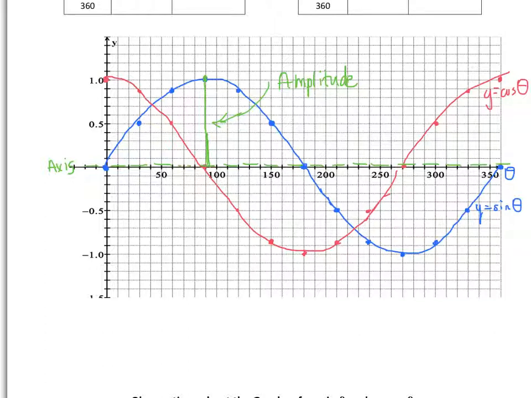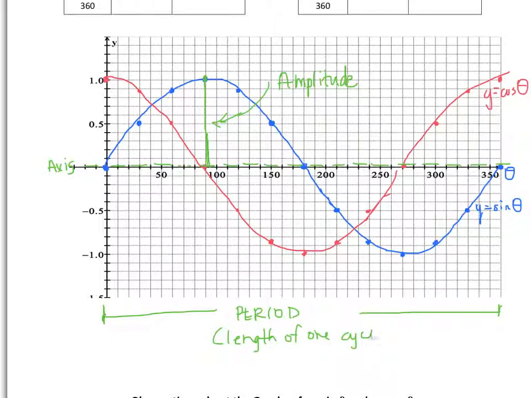Another one is the period of the graph. The period of the graph is the length of one cycle on the graph. So you'll notice that both of these graphs have a smooth wave-like appearance. And the distance of one complete cycle of each of these graphs, which is what we have shown here, is called the period of the graph. The length of one cycle.